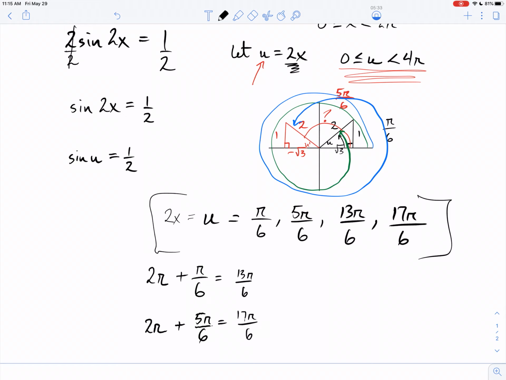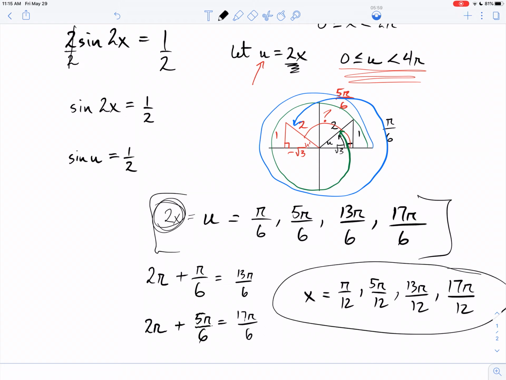If I multiply it by a half, I'll get this to say x equals. Now multiplying by a half is pretty easy to do in your head. You'll get pi over 12. Not 5 pi over 6, but 5 pi twelfths. Not 13 pi over 6, but 13 pi twelfths. And then I think you can guess the last answer is going to be 17 pi twelfths.